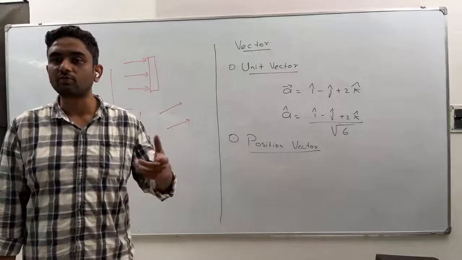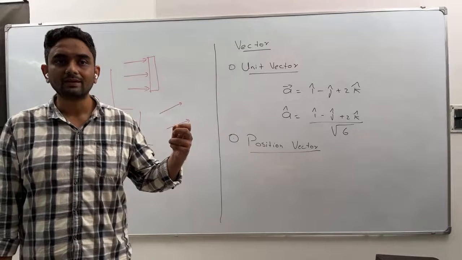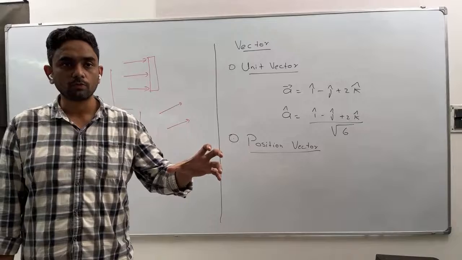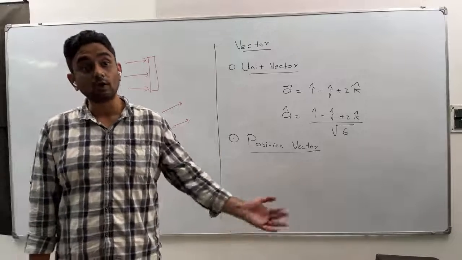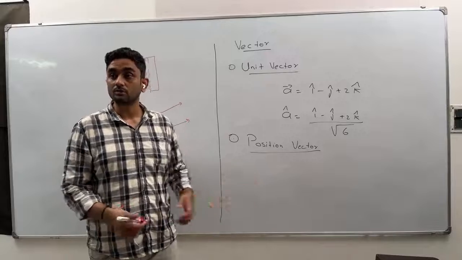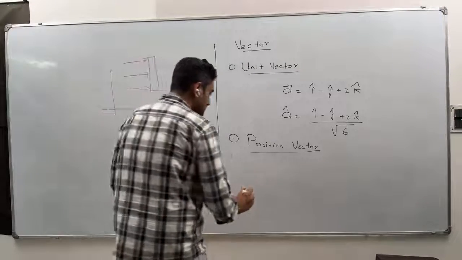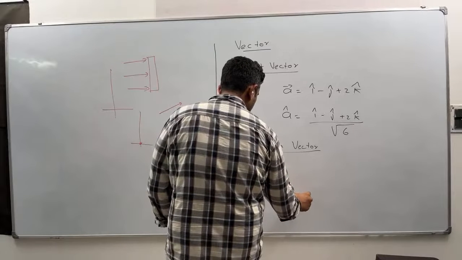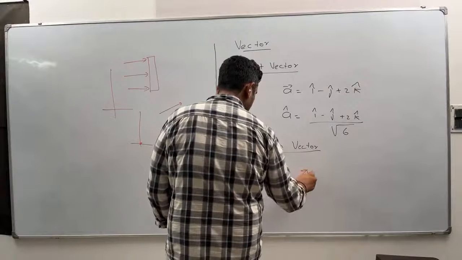Like, or you can say it's not a position vector, but it's not a free vector. It's a localized vector. Localized vector means which you cannot move. So position vector is a type of localized vector. And what kind of localized vector? We start from origin. So any vector which starts from origin is a position vector.